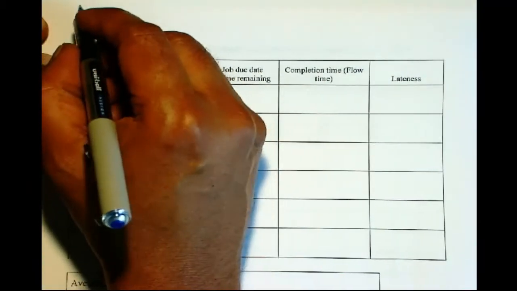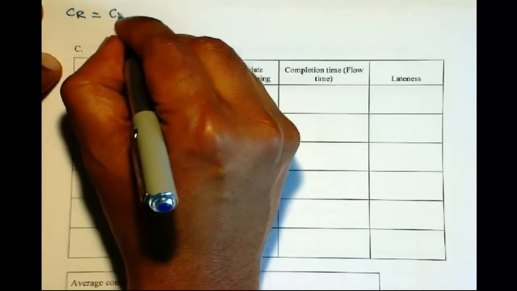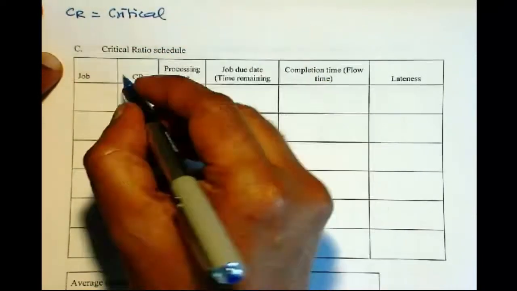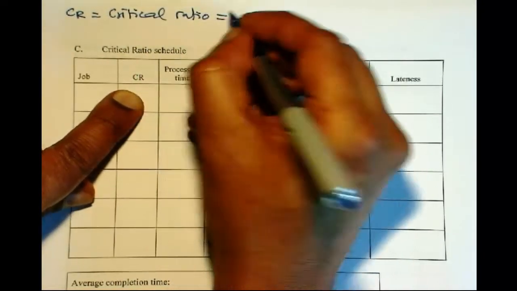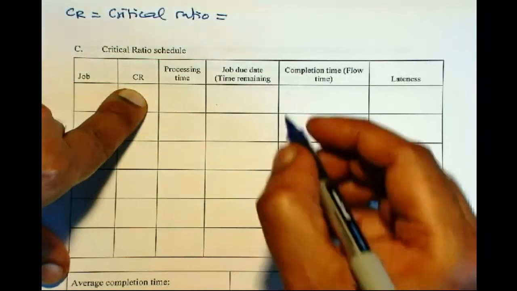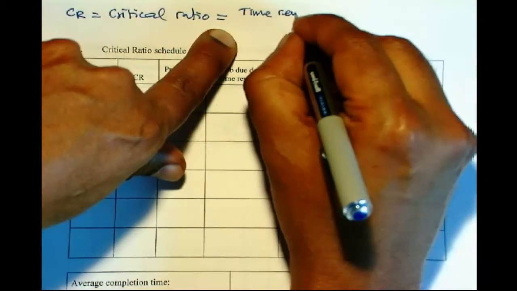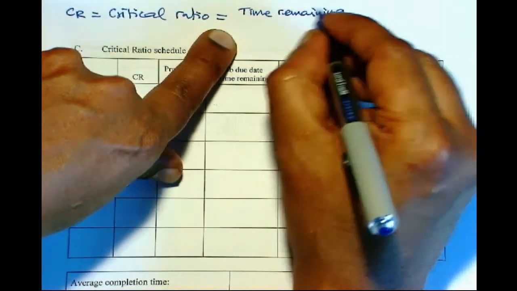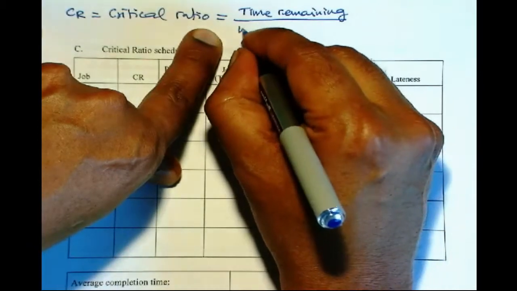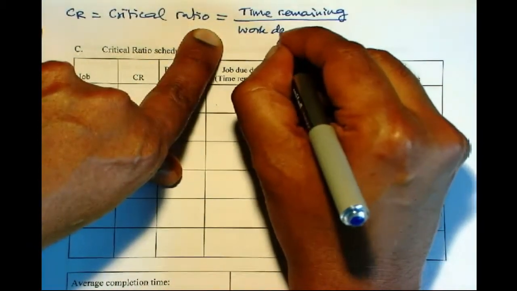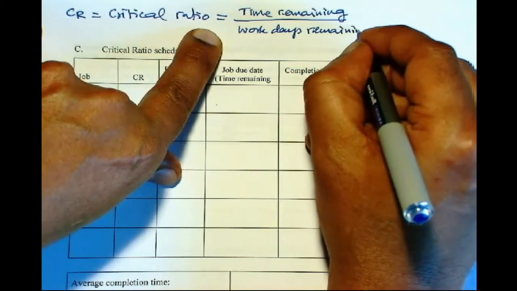So here is the formula for critical ratio. CR, critical ratio, is given by time remaining divided by work days remaining. In other words, the processing time.